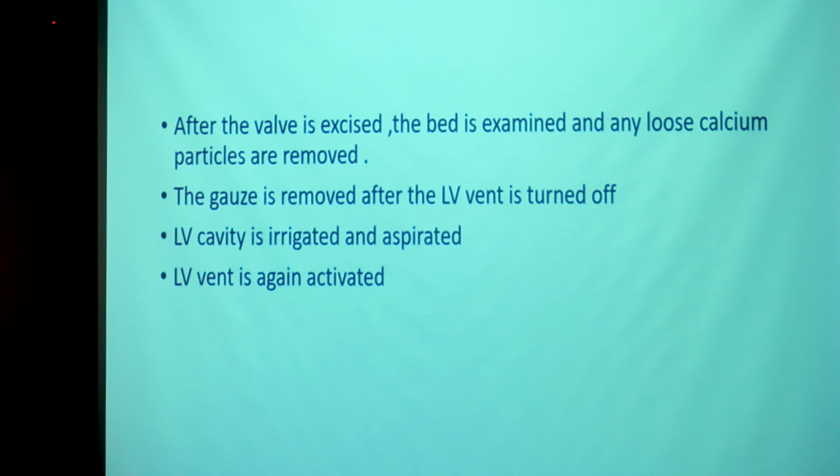After the valve is excised, the bed is examined, any loose calcium particles are removed, and the gauze is removed. You should not forget to remove it. After the LV vent is turned off, the LV cavity is irrigated, aspirated, and the LV vent is again activated.